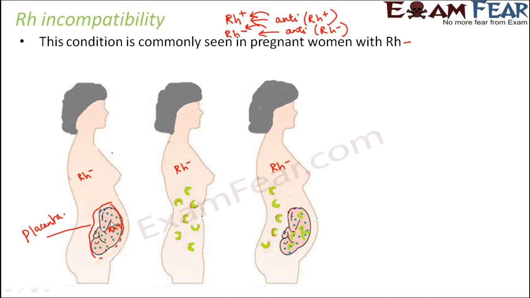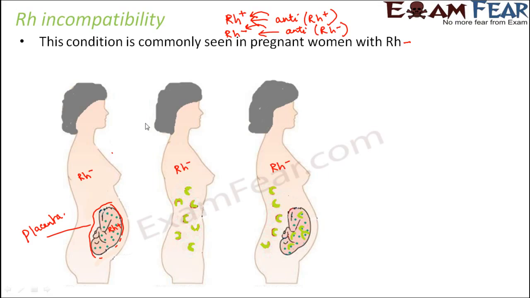Now as soon as some Rh positive blood enters, antibodies are produced, because this Rh positive blood is like a foreign particle inside the mother's body, right? Because the mother's body is used to Rh negative blood. So if a small bit of Rh positive enters, it is like a foreign particle, and as a result antibodies are produced against it.